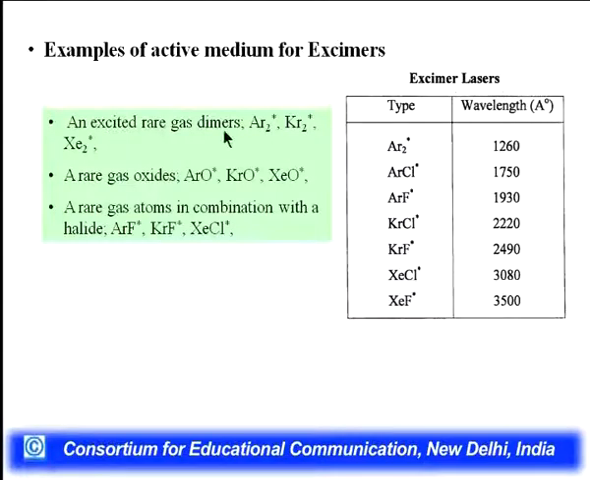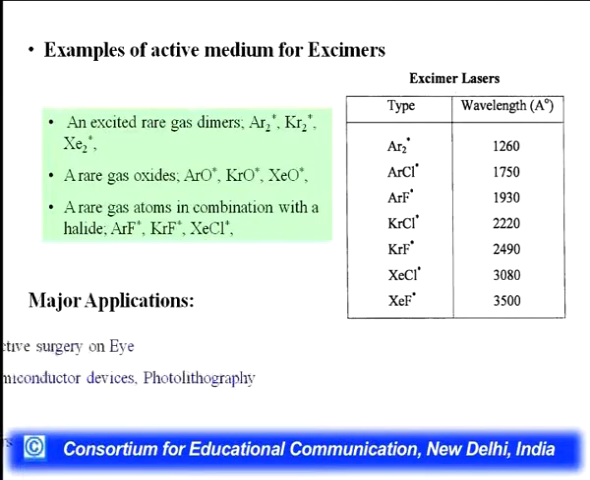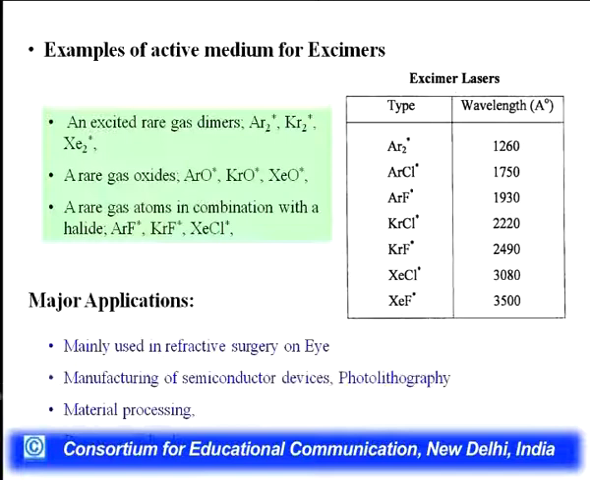A rare gas oxide is also used for the lasing action, which is ArO, KrO and XeO. It means oxides are also used to make Excimers. Rare gas atoms in combination with halides are also used, like ArF, KrF and XeCl.